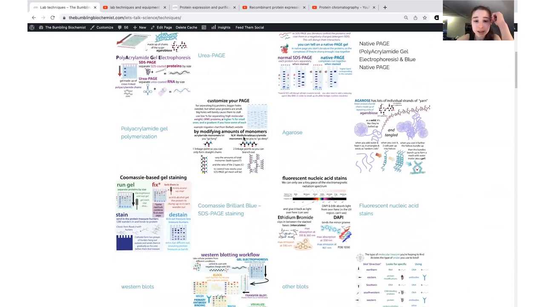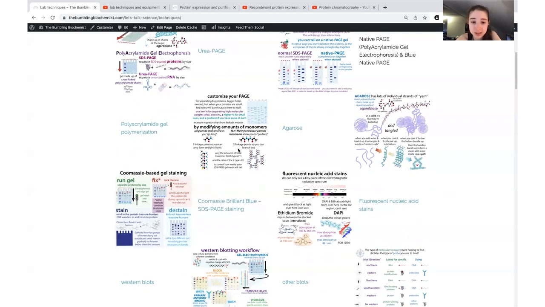You can buy these PAGE gels precast, or you can make your own. When you make your own, what you're actually doing is the polymerization. You're taking these acrylamide monomers, these individual units, and adding chemicals that are going to catalyze this radical cross-linking reaction, where these are going to link together to form this mesh. And when you make your own, you can customize the amount of meshiness you want. You can also buy different percentage meshes.